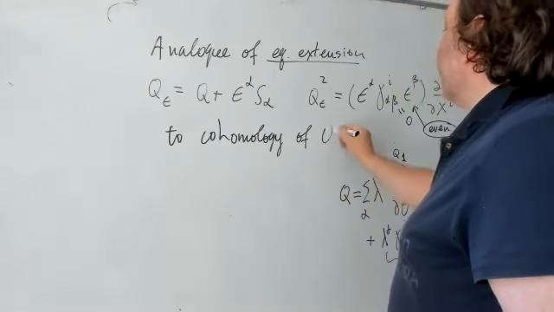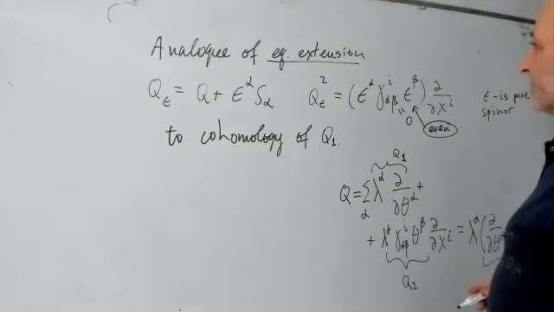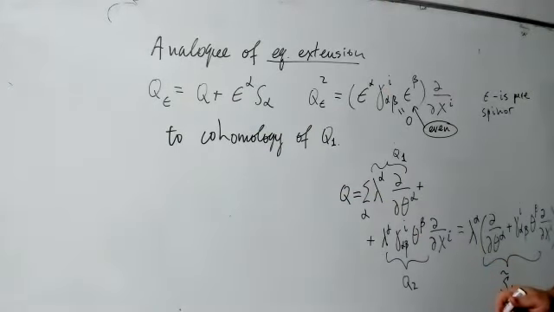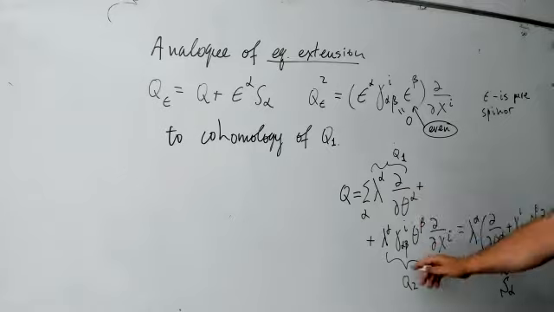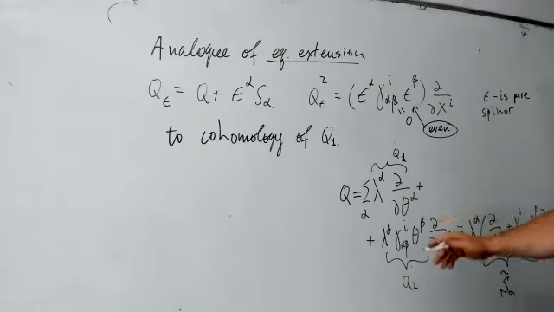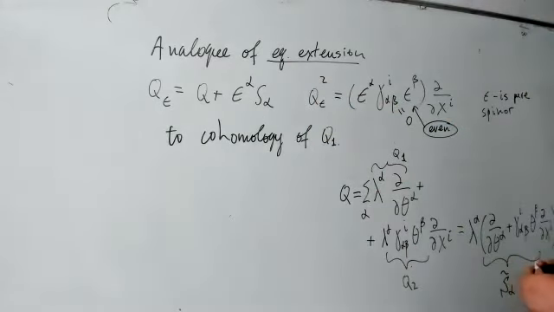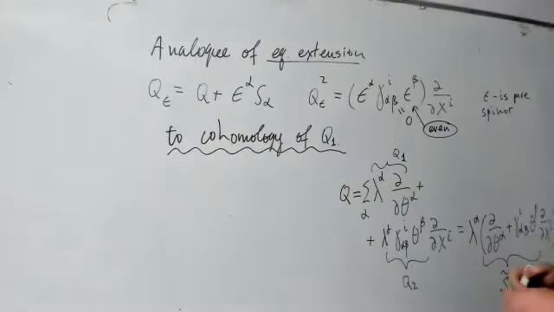So Q epsilon is Q1 plus Q2, the full Q. Okay, so here is Q. We have Q1, Q2, and I add Q of epsilon here. So let us see what happens if we go to cohomology of Q1.